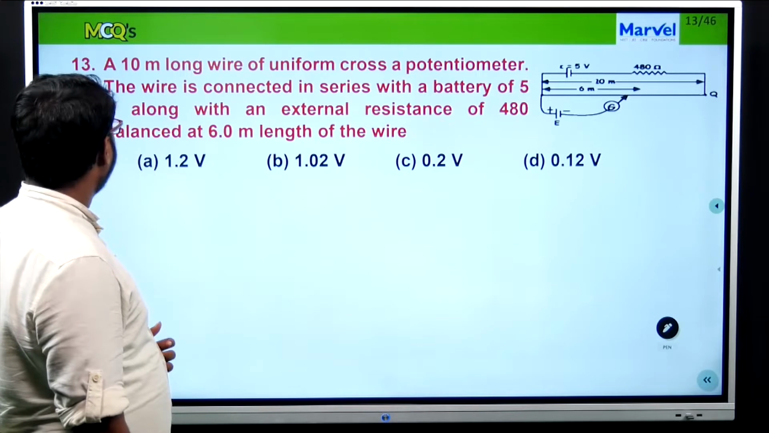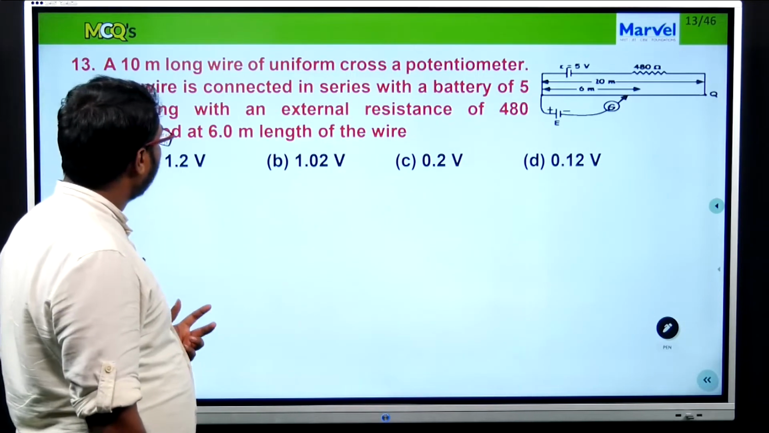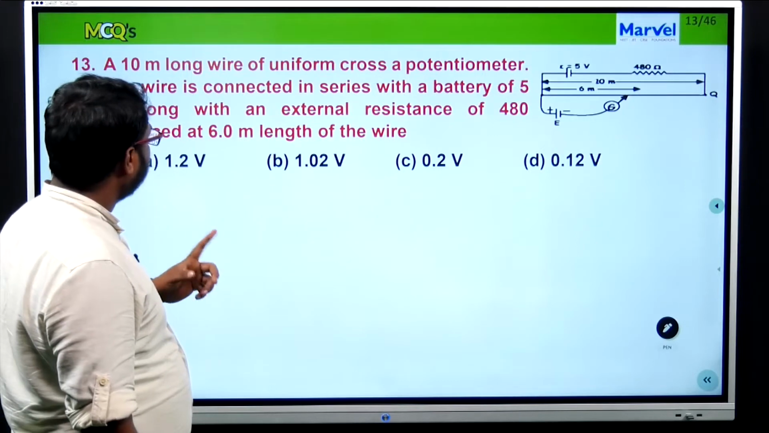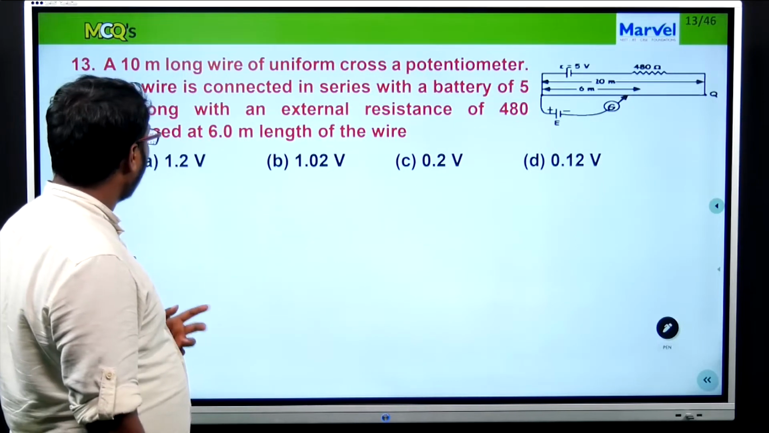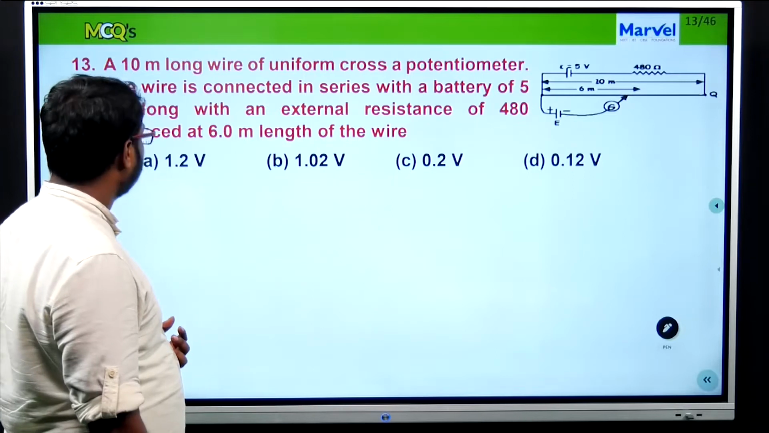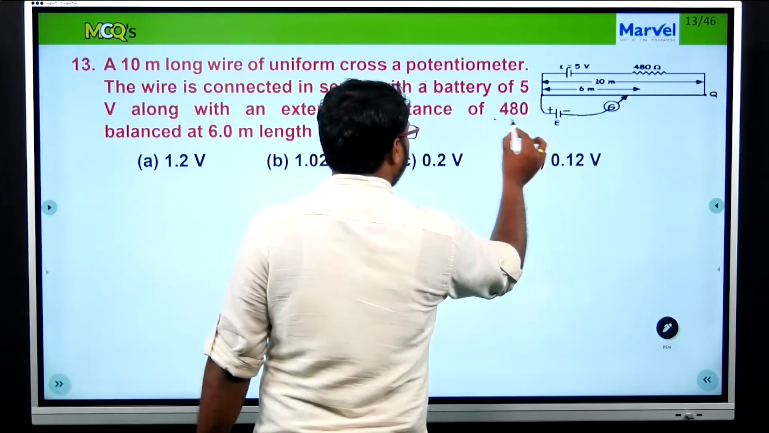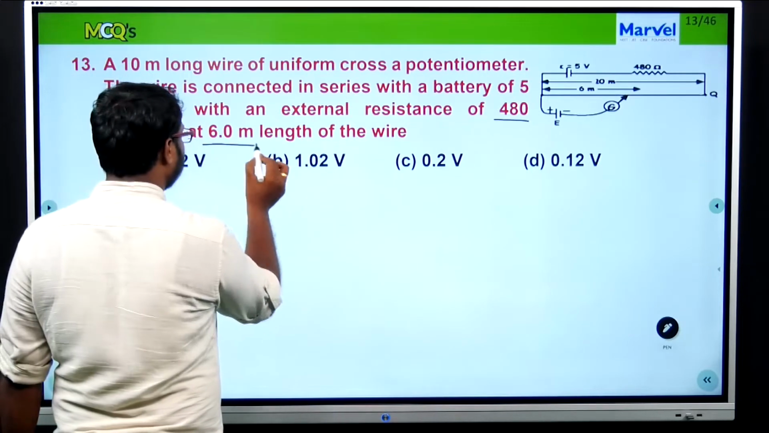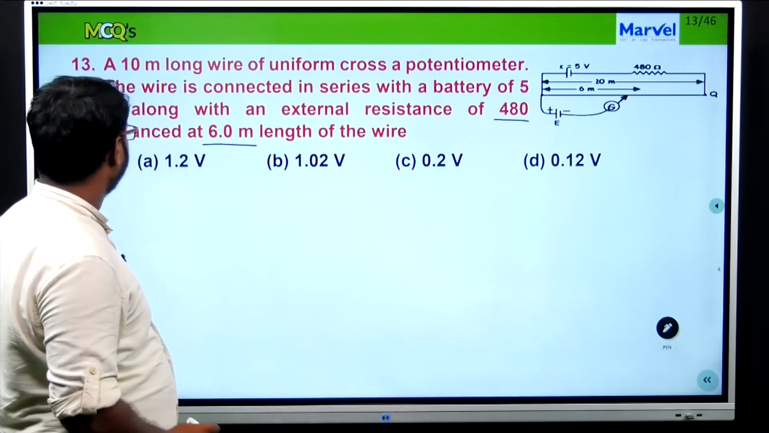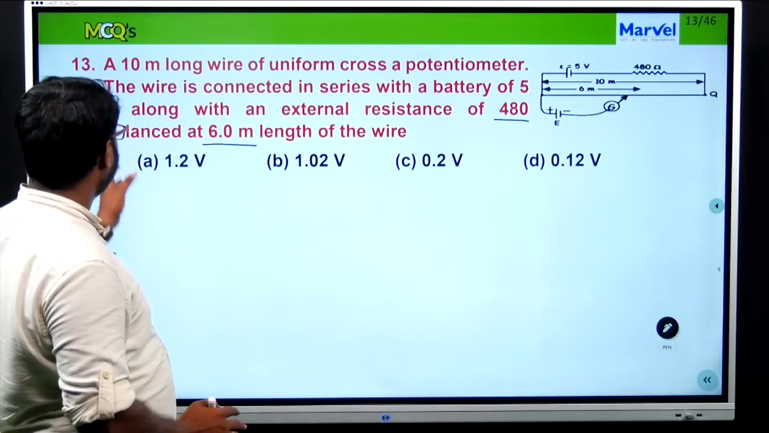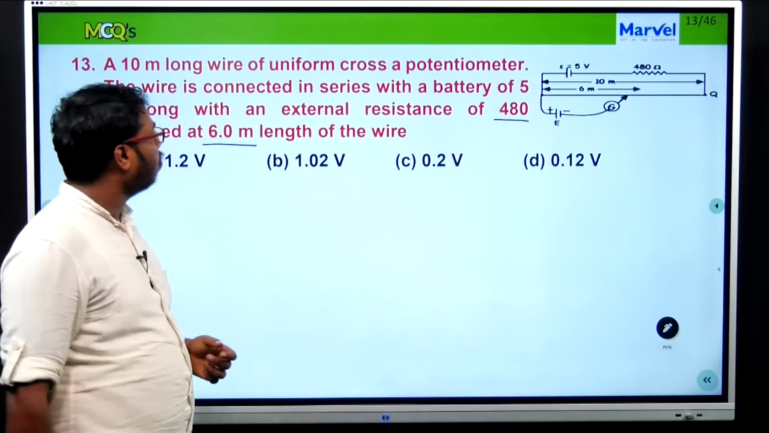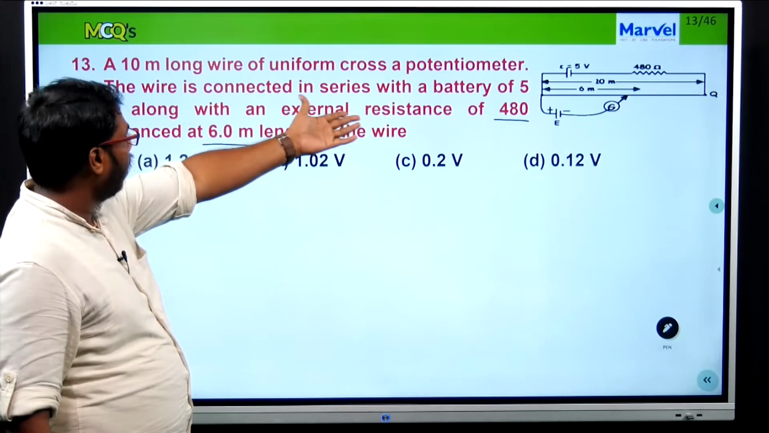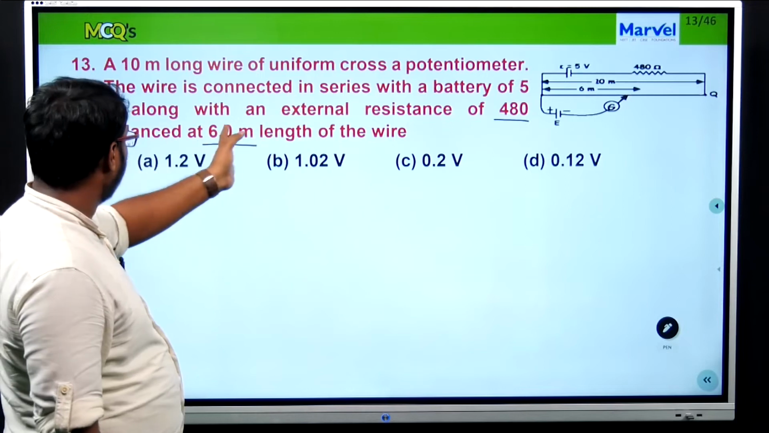Listen, a 10-meter long wire of uniform cross section, a potentiometer, is connected in series with a battery of 5 volt along with an external resistance of 480 ohms, which is balanced at 6 meter length. Okay, now the question is, when your potentiometer is 10 meters, then what happens? It is being connected to a battery of 5 volt.